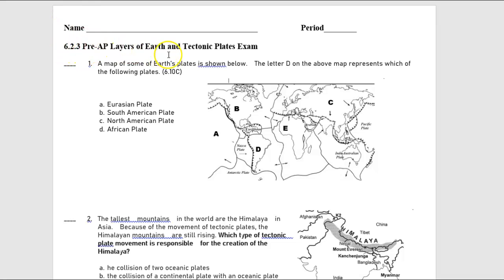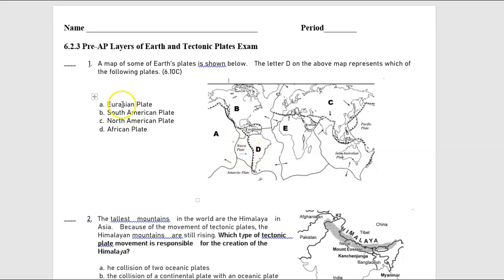6.2.3 Pre-AP Layers of Earth and Tectonic Plates Exam. Number 1. A map of some Earth plates is shown below. The letter D on the map above represents which of the following plates? So you should circle D right here.